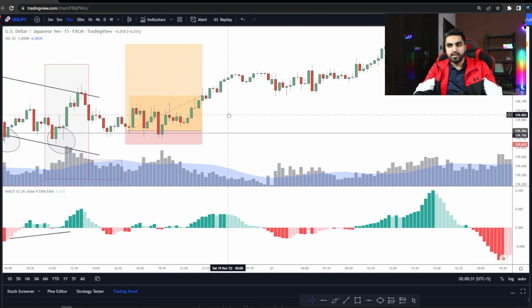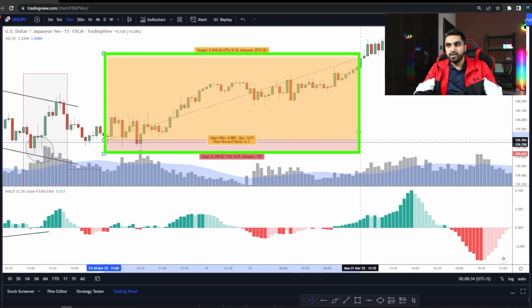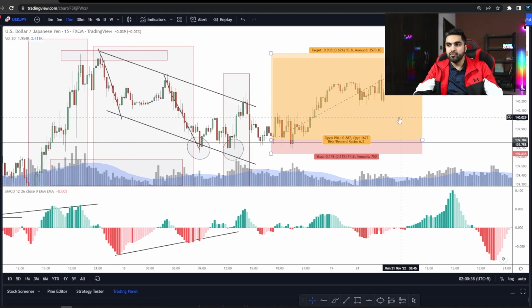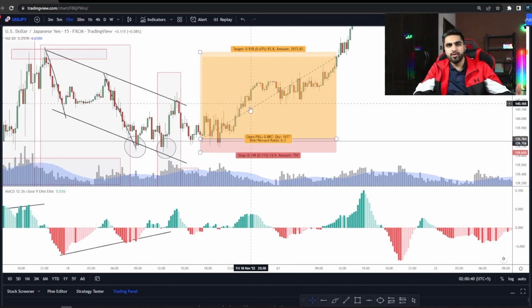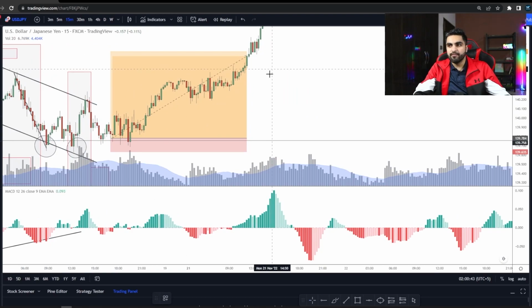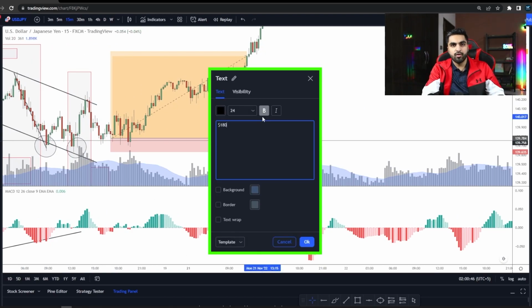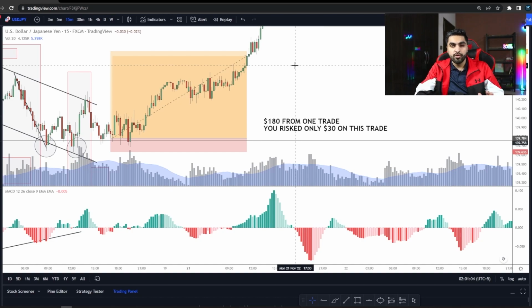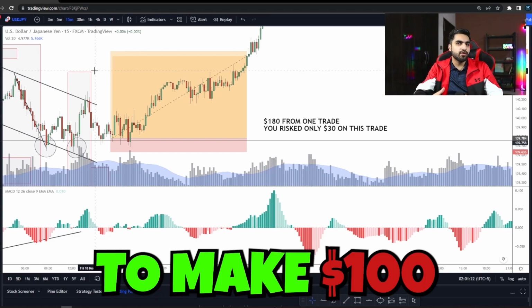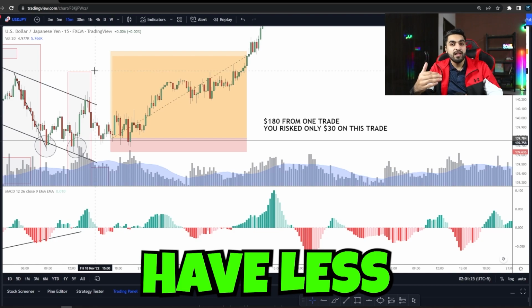And here we can see that it made us more than 6.3 rewards from this single trade. So if you risked $24, let's just say you risked $30 on this trade, that means you have made over $180 from one trade. You risked only $30 on this trade, and that is why I always recommend you to target a high risk to reward ratio trade, because that can help you turn your small account into a big account very quickly and in a very efficient way. So it's really possible to make $100 or $200 a day if you have less than a $1,000 account.